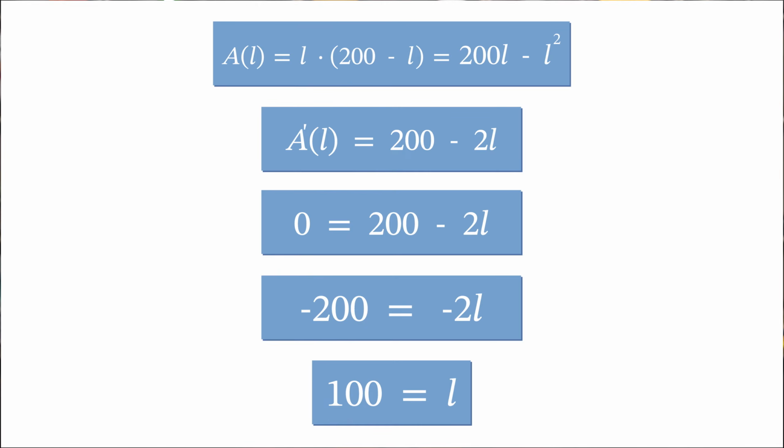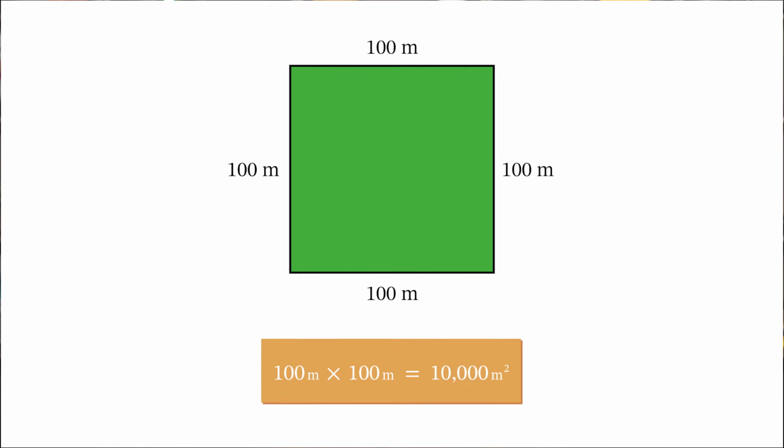There is a critical point when the length of the field is equal to 100 meters, which indicates that the area of the field is maximized when the length equals 100 meters, and consequently when the width equals 100 meters as well. The area of the field with these dimensions is 10,000 square meters.